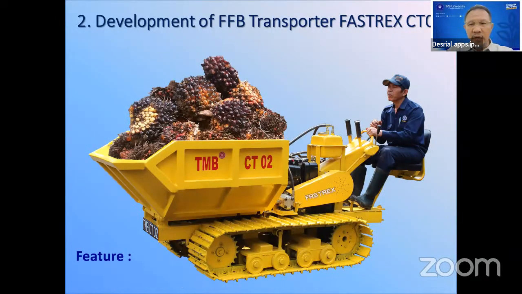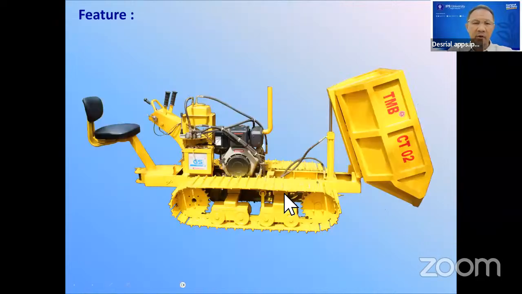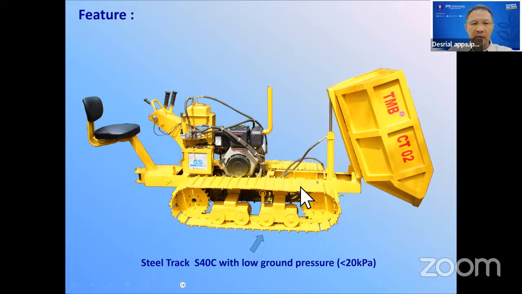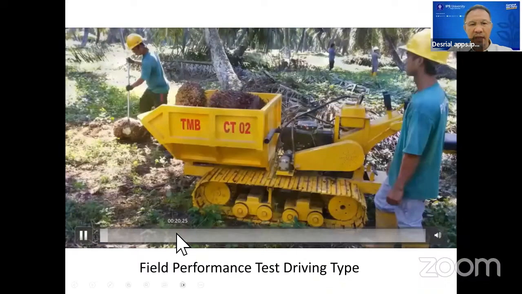Then we continued to design also a bigger one, which can be used for either low land or in hilly area. We call it Fast Track 0.2. It has a bigger bucket and also a bigger engine, 10 horsepower, bulldozer-like steering, and also hydraulic damping, and it is also equipped with steel track, which can give better traction compared with other machines. So this is how the machine is working in the field.